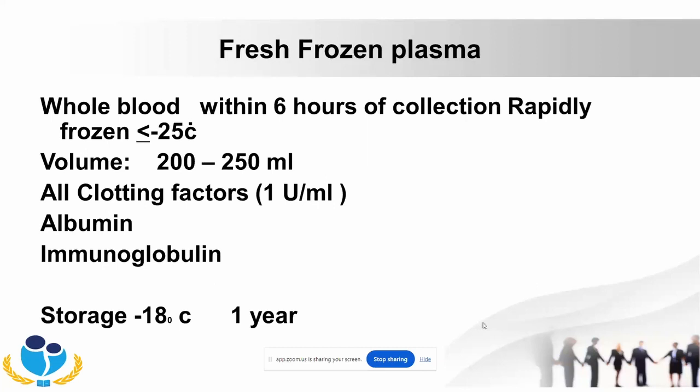Fresh frozen plasma. It is extracted from the whole blood after the first and second centrifuge. The volume is 200 to 250 ml. It contains the majority of clotting factors, with a ratio of 1 unit of clotting factor per ml of plasma. It also contains albumin and immunoglobulin. It is usually stored at minus 18 degrees and can be stored for up to 1 year.